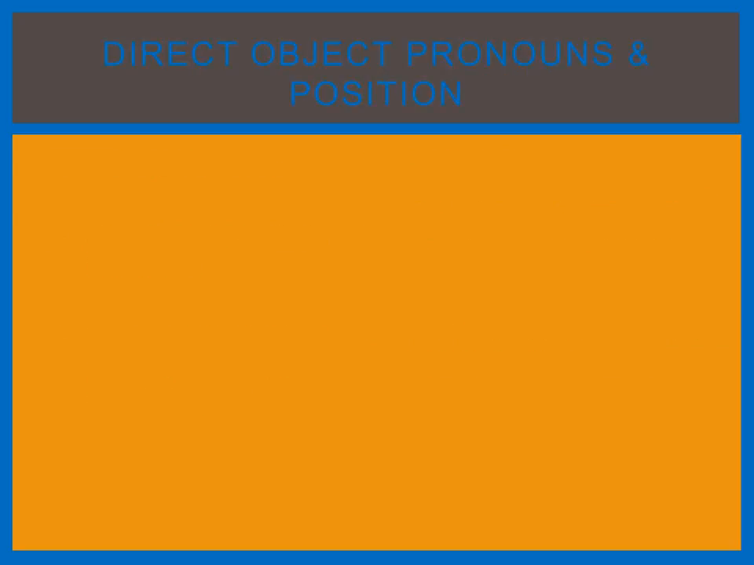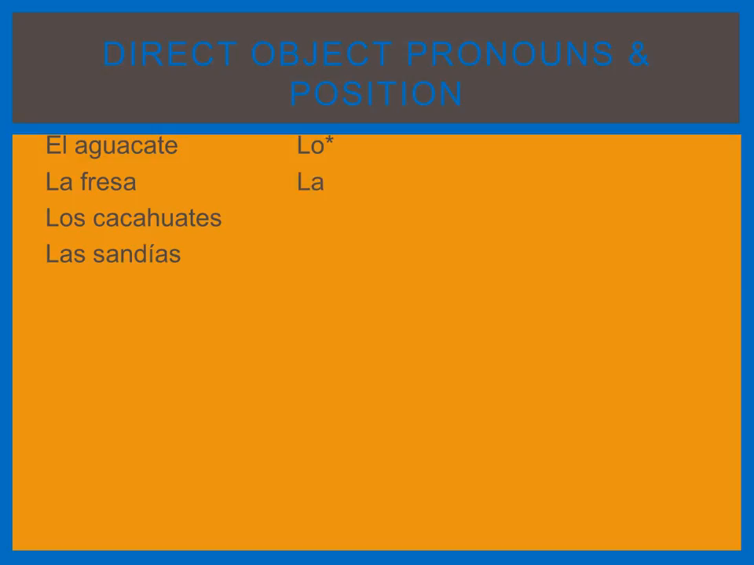So now for the pronouns. The 4 that we're going to use mainly in this presentation are for singular and plural masculine and feminine nouns. El aguacate, a masculine singular noun, is replaced by the pronoun lo. The way to say it when referring to la fresa, a feminine singular object, is la.